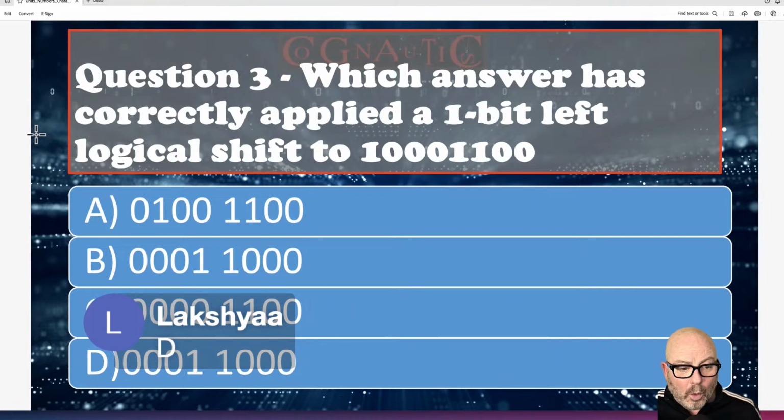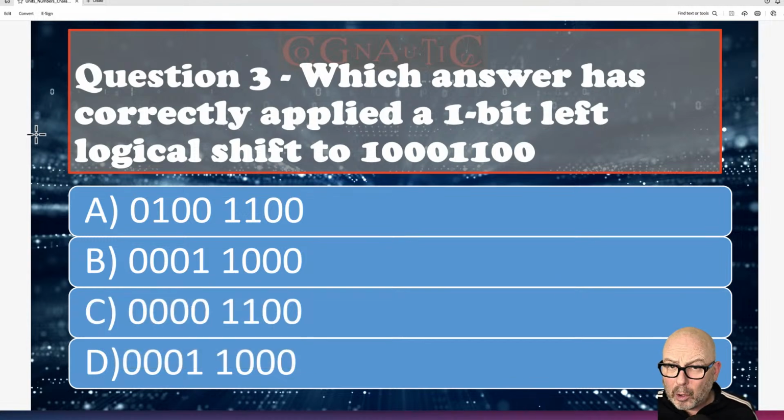Let's push on. What about this one? Which answer has correctly applied a 1-bit left logical shift, which is a heck of a mouthful, to 10001100? I'm not repeating the question. I will. Which answer has correctly applied a 1-bit left logical shift to 10001100? What do we think?